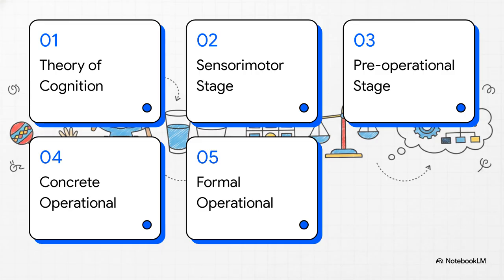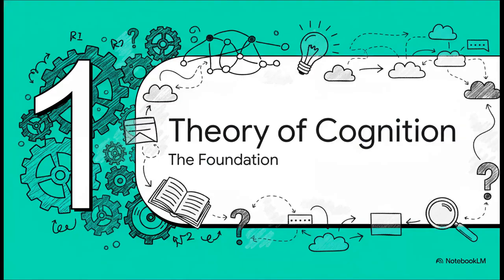So here is our roadmap for today. We'll start with Piaget's foundational theory of cognition. Then we'll walk chronologically through his 4 developmental stages: sensorimotor, pre-operational, concrete operational, and finally, formal operational. Let's kick things off with Section 1, Piaget's theory of cognition, the foundation.